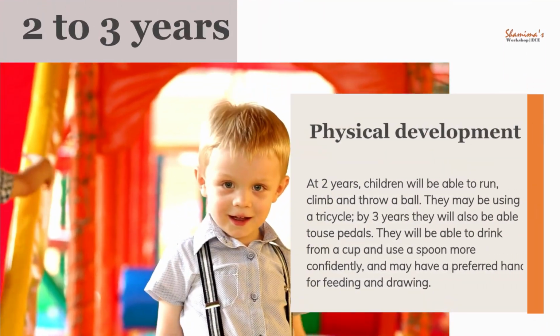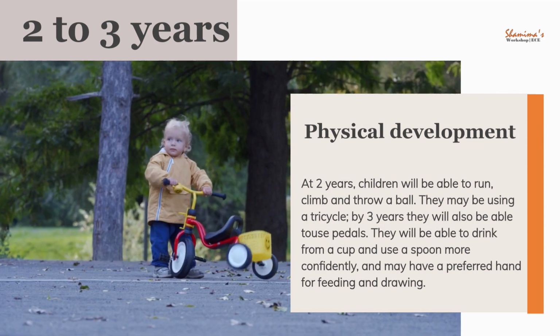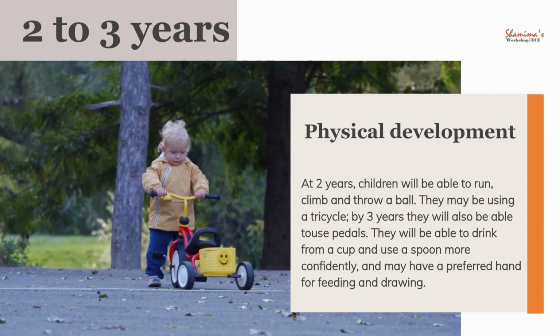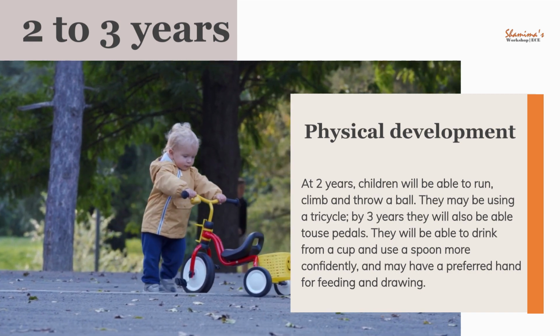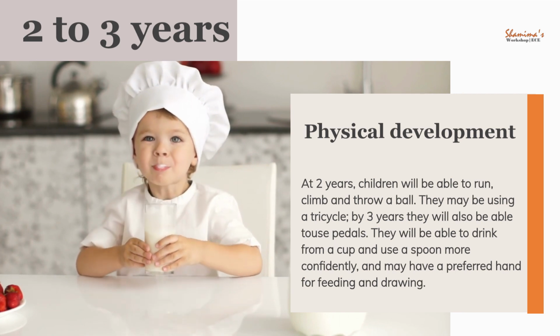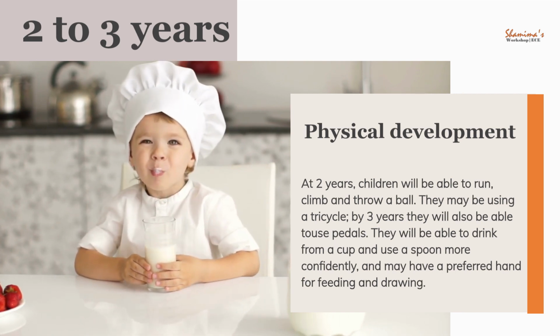2 to 3 years. Physical development. At 2 years, children will be able to run, climb and throw a ball. They may be using a tricycle. By 3 years they will also be able to use pedals. They will be able to drink from a cup and use a spoon more confidently, and may have a preferred hand for feeding and drawing.